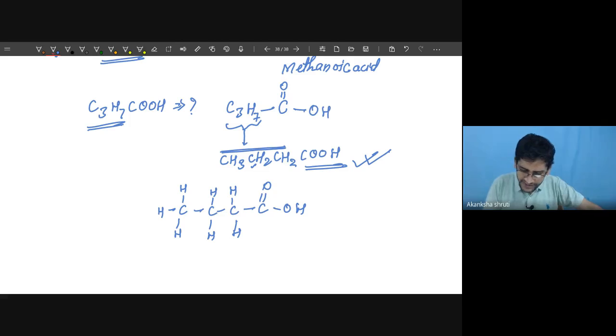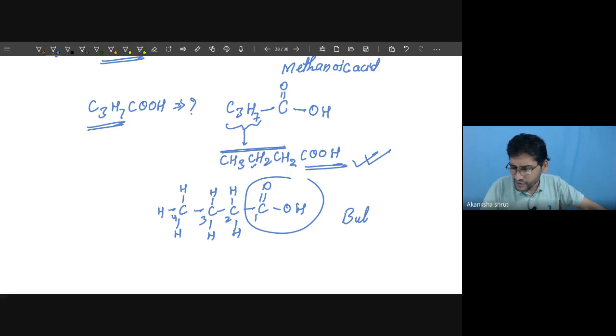So how much carbon is there? 1, 2, 3, 4. In naming, the carbon of this carboxylic acid also needs to be counted as 1, and it is always present at the end. So giving the position 1 is not even required. In higher standards you will learn that if there is more than one functional group, then the positions of the functional groups are also indicated. So it is 1, 2, 3, 4.